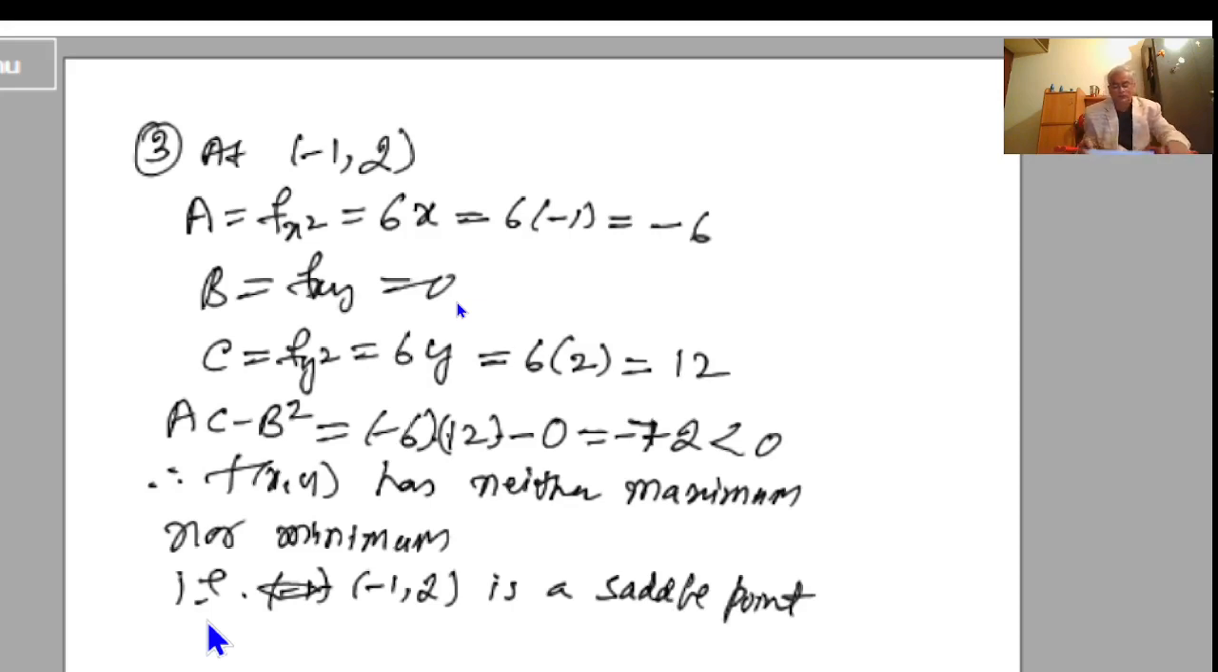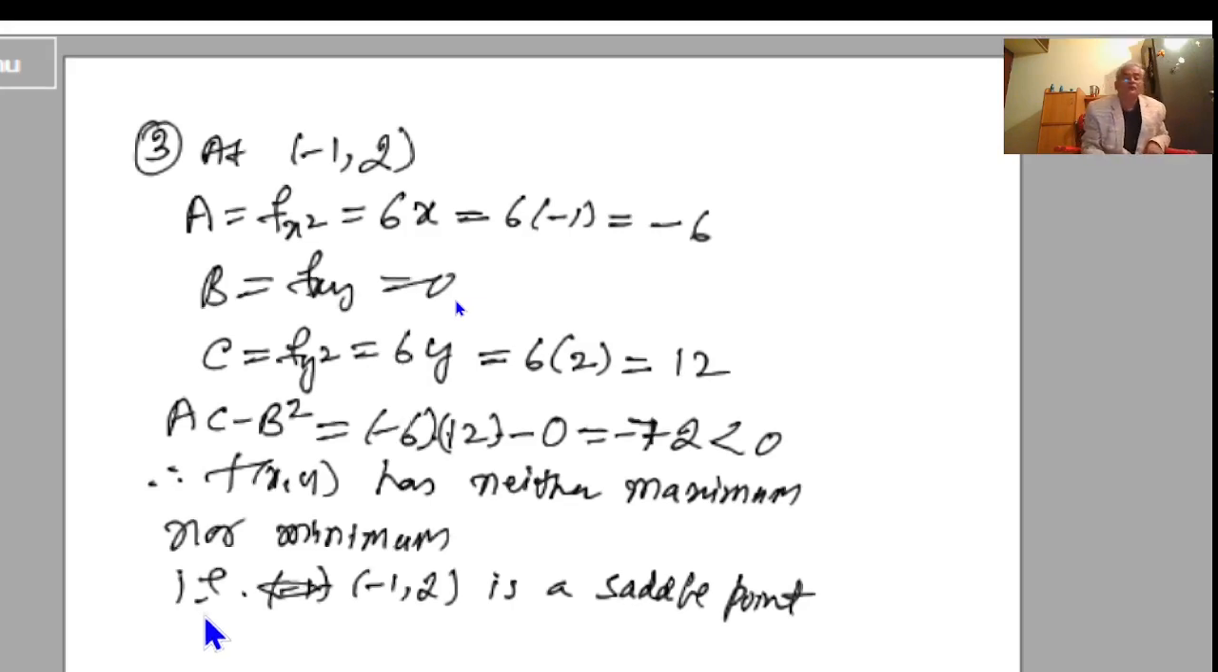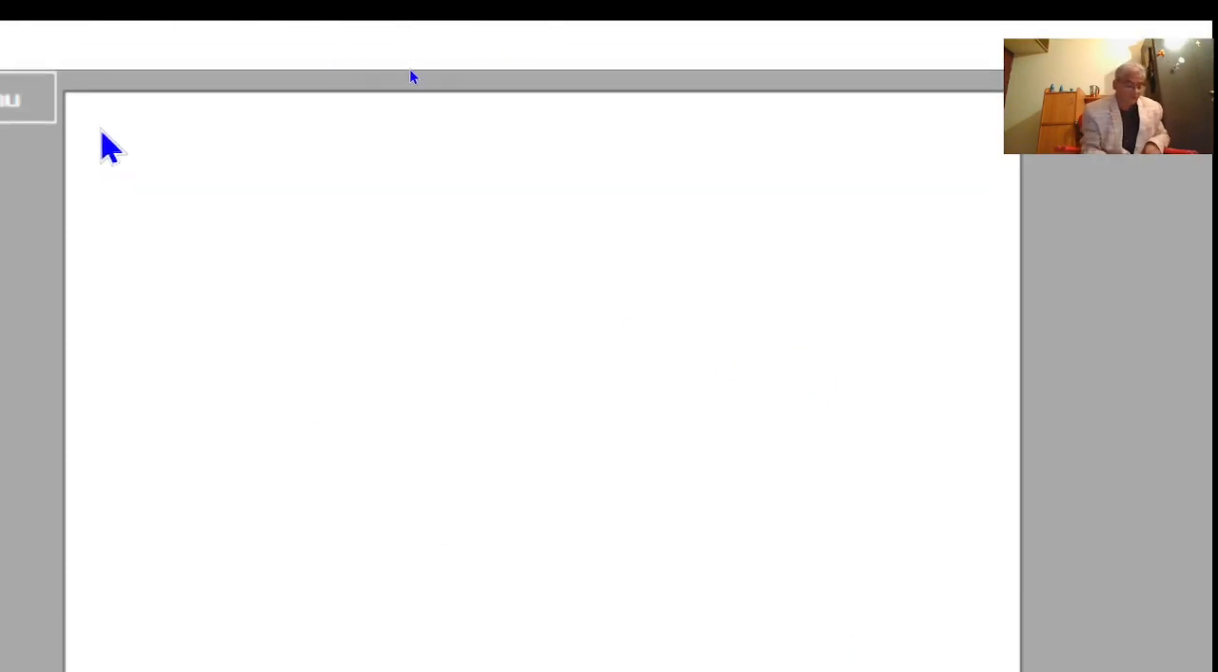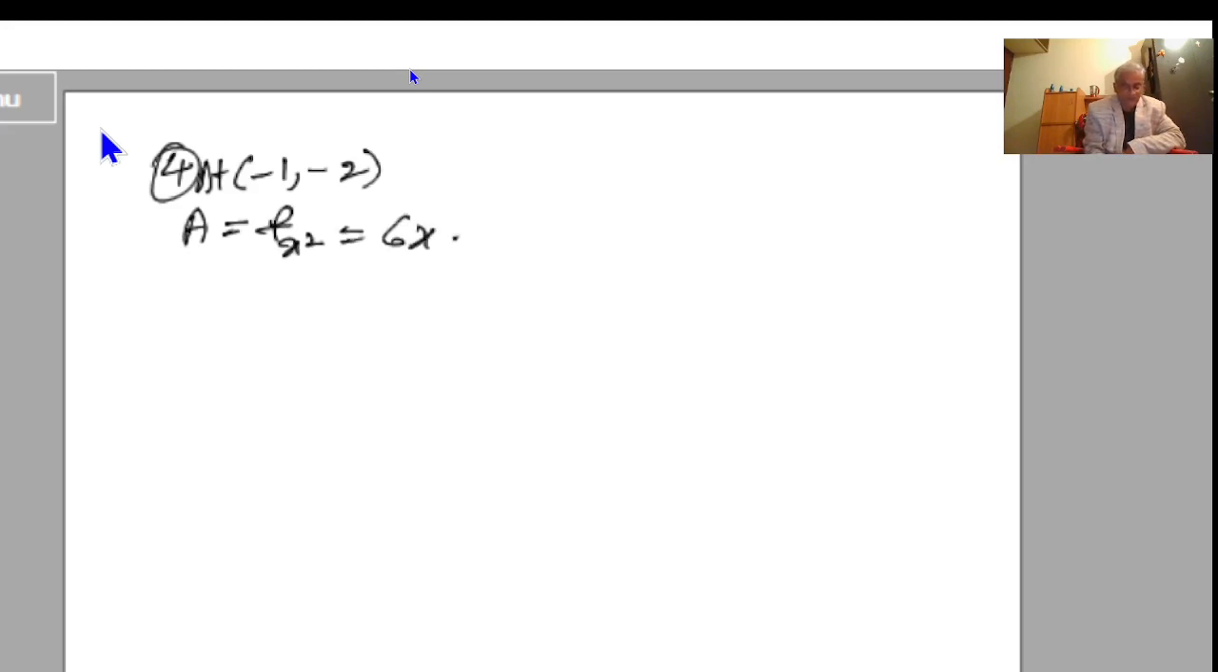Next I will go to the fourth point, the last point. I will go to the next page. Last point, fourth one. What is the last point? Last point is minus 1, minus 2. So here again, A is nothing but fxx. This is equal to 6 into x, which is 6 into minus 1 here. This is equal to minus 6.